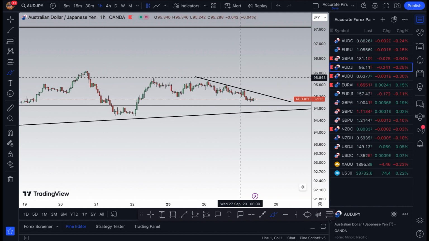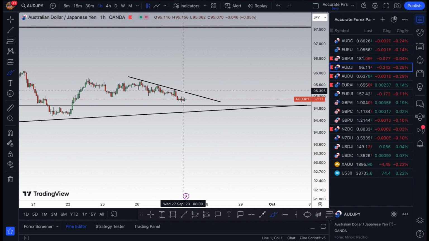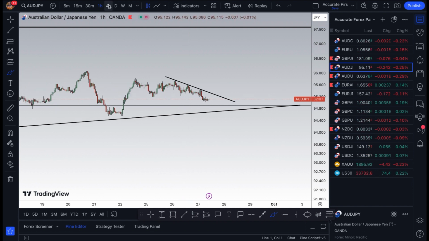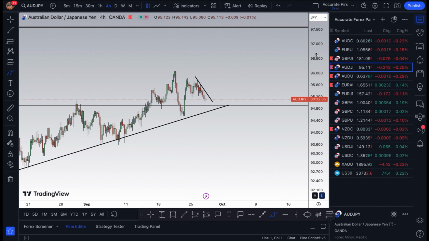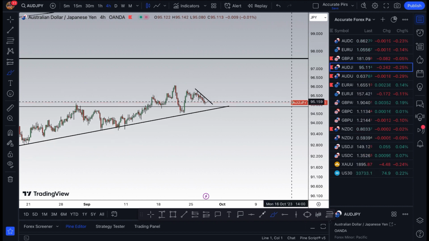So that's AUD/JPY, people. I'm just waiting for the break of this trend line, and then we're going to take it from there. The way I like to trade is with the trend. Look at it as an overall picture, then break it down into the smaller time frames, and then look to get in a trade from the smaller time frames.